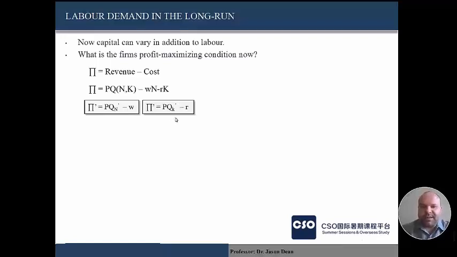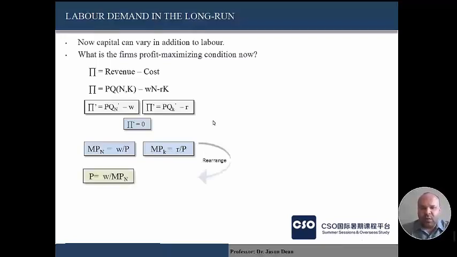We want to set these equal to 0 because we want to maximize profit. When we do that, we can rewrite this so that the marginal product of labor, Q prime N, equals the wage over the price. Similarly, when we set this one equal to 0 and solve for the marginal product of capital, Q prime K, we get R divided by P. Now we can rearrange each one to isolate P, and then set them equal to each other. This is the profit maximizing condition in the long run.